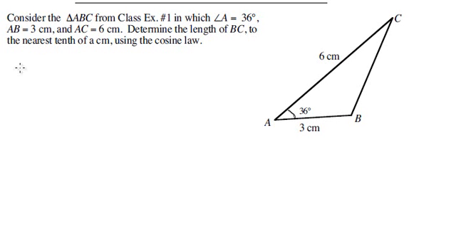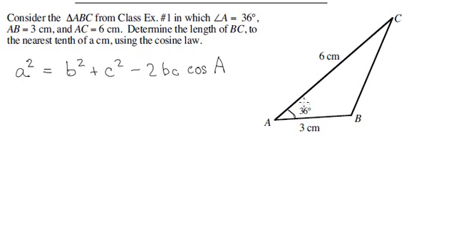Yet we can do it because we have the cosine law, which says the square of one side of a triangle equals the sum of the squares of the other two sides minus twice the product of those two sides times the cosine of the opposite angle. It starts out looking like the Pythagorean theorem, but then it's got this additional term with the cosine in it.